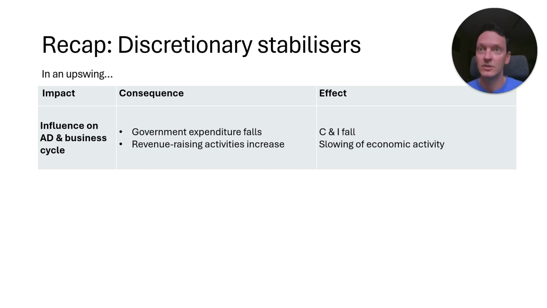Remember, what do we want the government to do? If we're in an upswing, just have a think, because it's easy to pick the wrong one here. What should discretionary stabilisers be doing? They should actually be slowing down levels of economic activity, again, to avoid those really high peaks. And how are they going to do that? Well, they are going to pull government expenditure projects. So often this will be cuts. You might hear the word cuts being used, cuts to this, cuts to this.